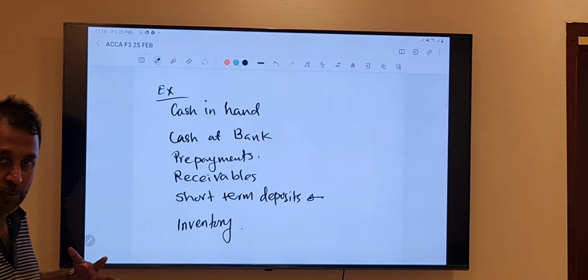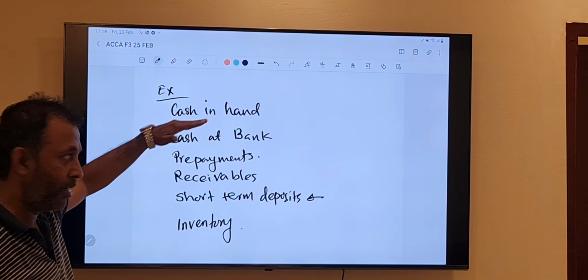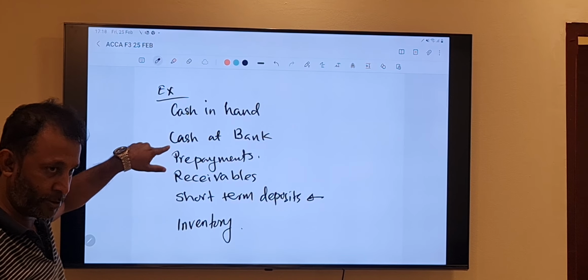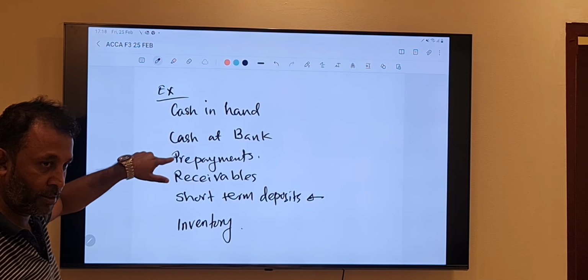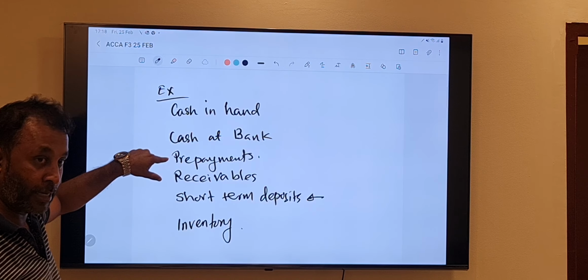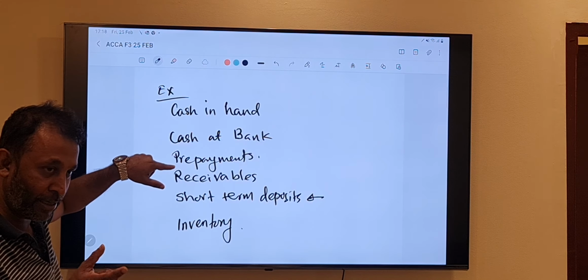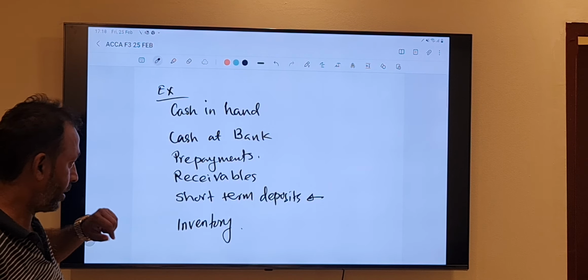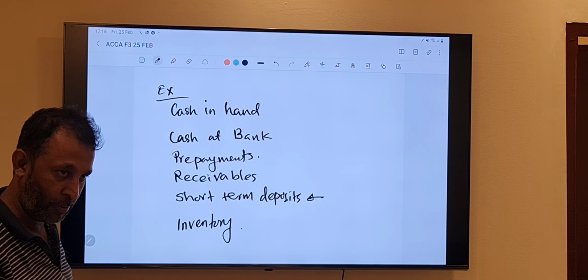The others we know. Cash in hand we know. Cash at bank we know. Prepayments, you understood prepayments, no? That is the 1,900, 2,000 example I gave you. That is prepayments. Receivable? Understood. Okay. Inventory? No. Okay.